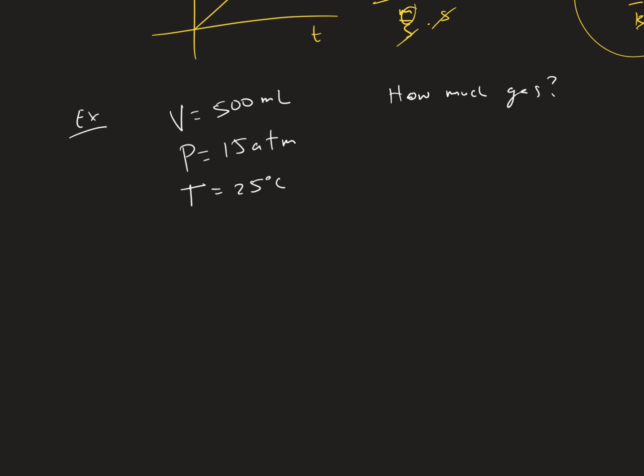So what are we looking for? N, the number of moles, is the amount of gas, right? So we are looking for moles. N equals question mark. Good? Unless it tells us in grams, then we'd have to convert moles to grams when we're done, right?